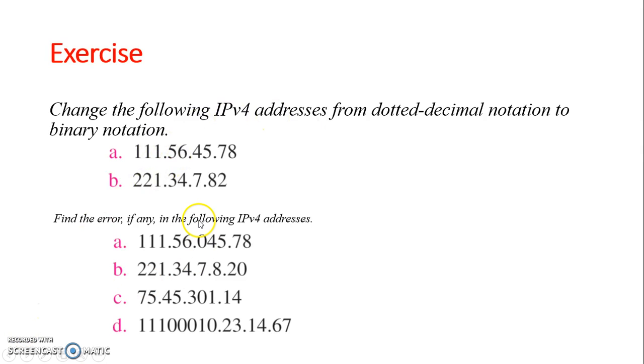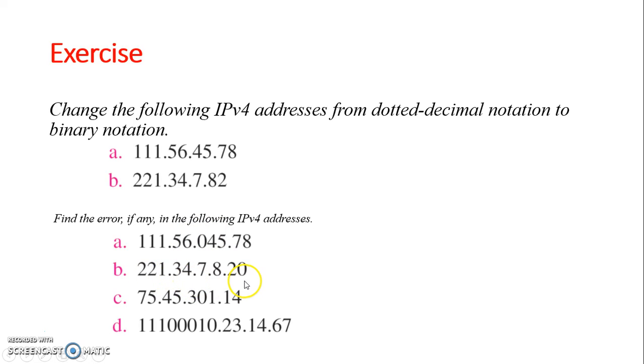And now we can find if there is any error in the following IP addresses. Here you can see actually it is an error because these bytes should not be preceded by a leading 0. And here we all know it is only 4 bytes.